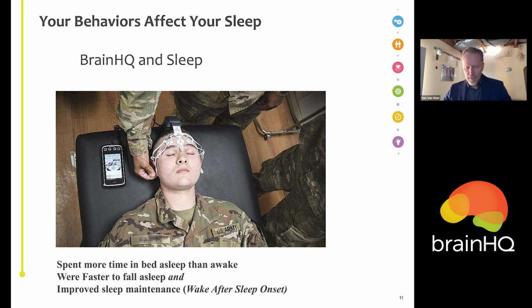The study I'm referencing here was done in the military with 28 veterans coming back from Iraq or Afghanistan, who participated in 6 hours of BrainHQ training relative to a control condition. Those who did the 6 hours of training, particularly on tasks such as Freeze Frame, were able to spend more time in bed asleep than awake. This ratio is known as your sleep efficiency. They were also faster to fall asleep, and they had improved maintenance of sleep, with less waking after sleep onset.